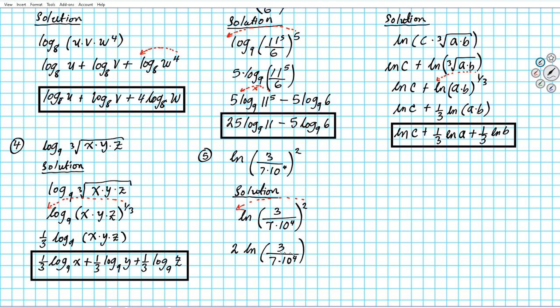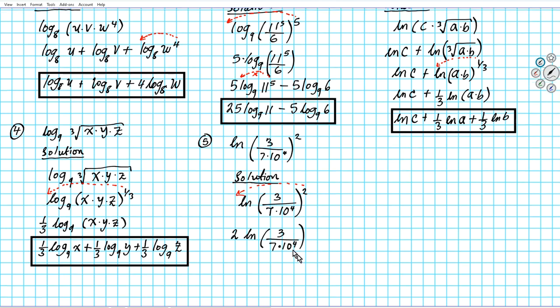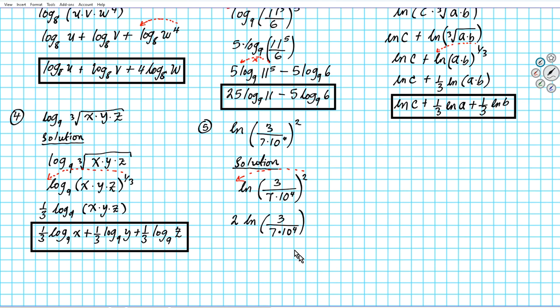Now we have division here. We're going to do the division first, and then this multiplication and this power in that order. So division in the log world is equivalent to subtraction. So this becomes 2 times the natural log of 3, okay, minus, distribute the 2 across, 2 times the natural logarithm of the denominator, which is 7 times 10 to the 4th.